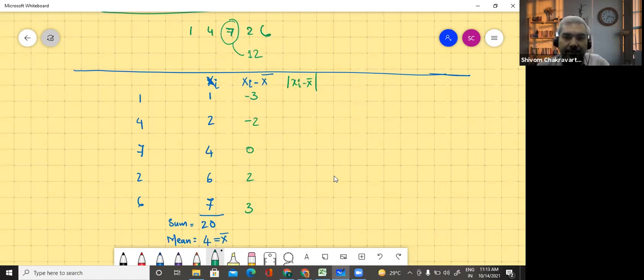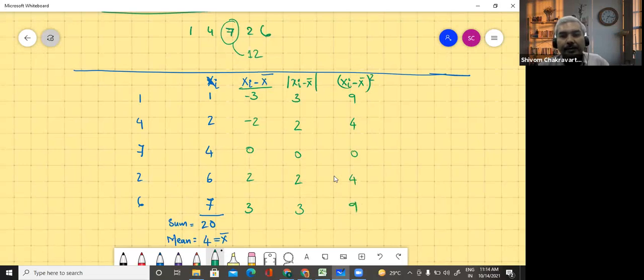Now, if we take absolute values of these variations, the absolute value of minus 3 will be 3, minus 2 will be 2, 0 will be 0. To calculate standard deviation, we need to square these, xi minus x bar. So minus 3 squared would be 9, minus 2 squared would be 4, 0 squared would be 0, 2 squared would be 4, 3 squared would be 9.